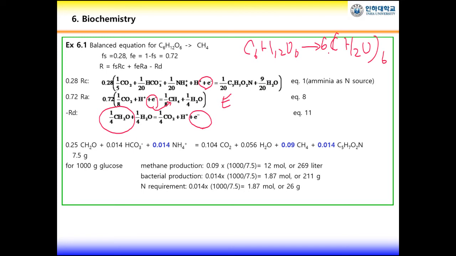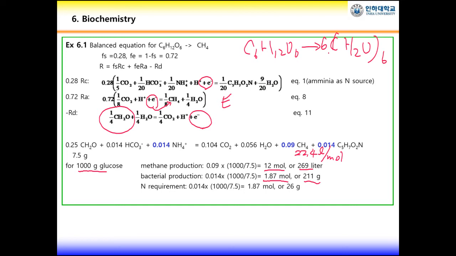Based on this, you can estimate that 1,000 grams of glucose produces 12 moles of methane, or in volume, you multiply by, say, 20 liters per mole. And you also have 1.87 moles of bacteria from 1 kilogram of glucose, or 211 grams of bacteria.